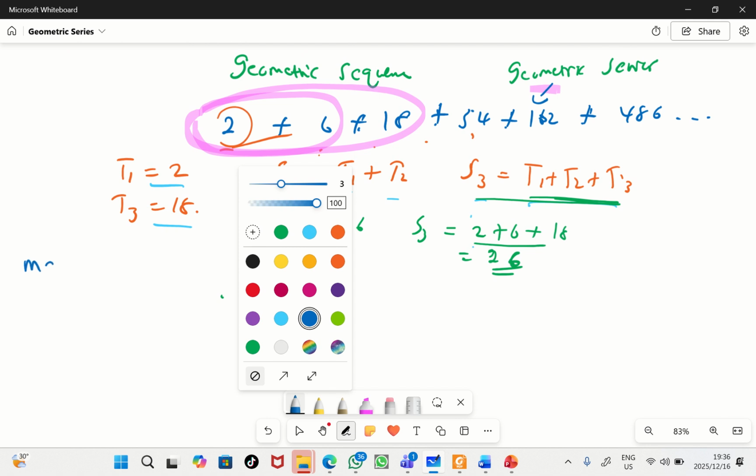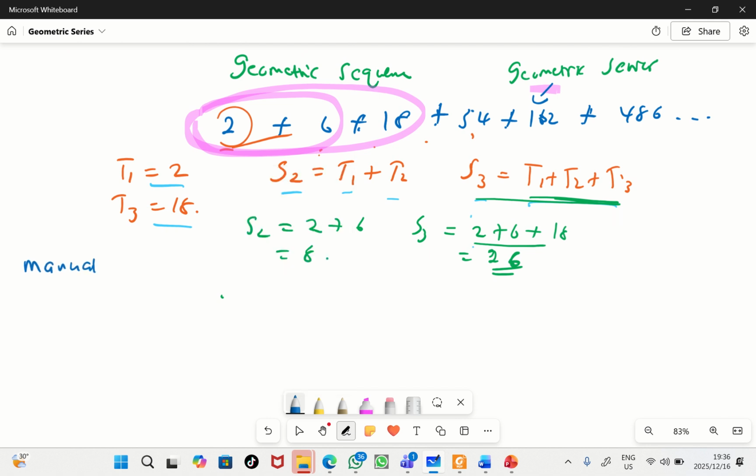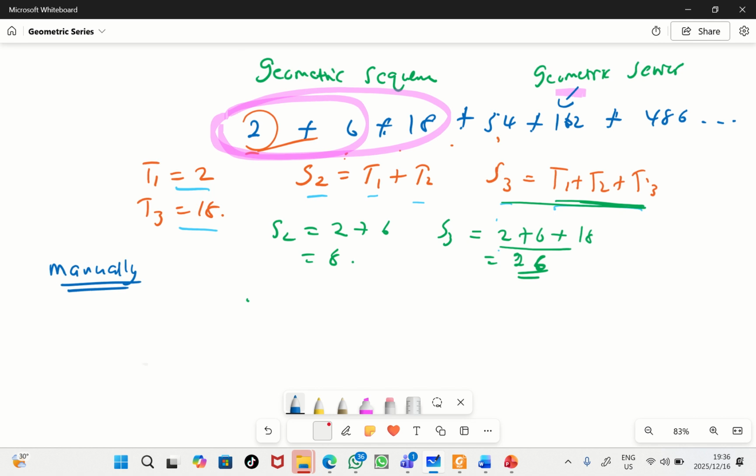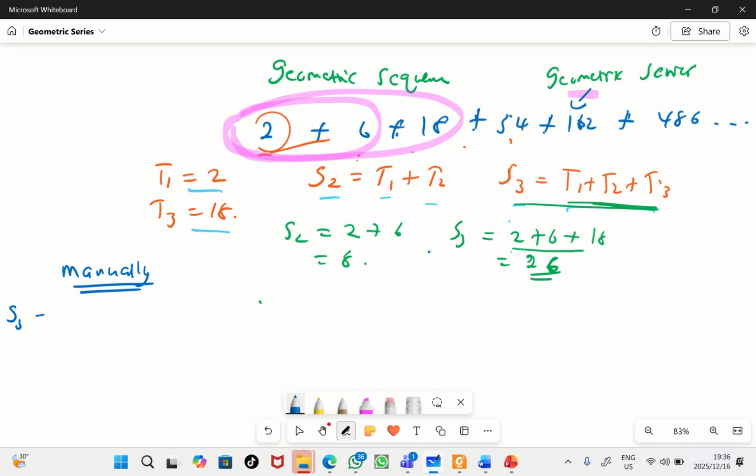We found S3 manually, or from first principles: 2 plus 6 plus 18, that's 26. Okay, we're good. Now, let us find S3 using a formula.